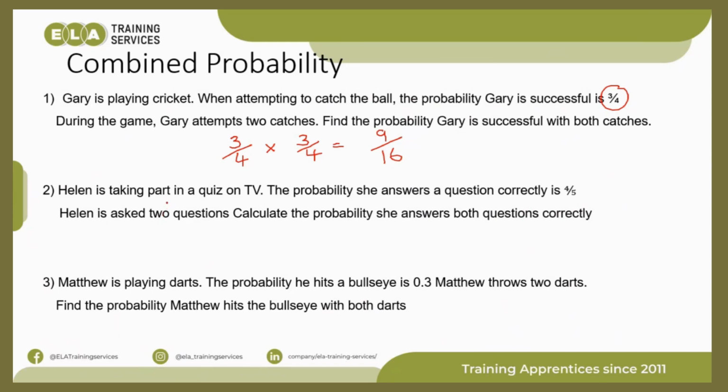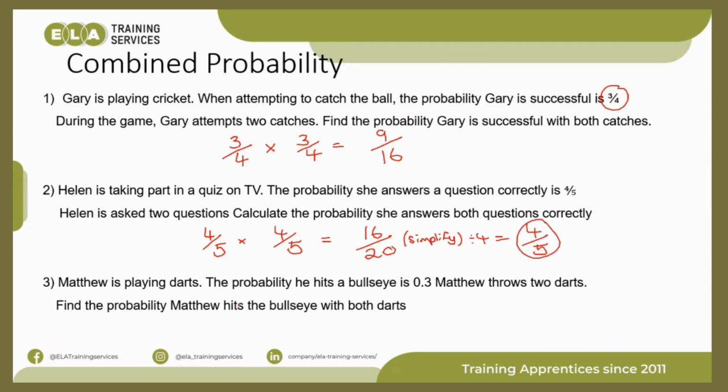Helen is taking part in a quiz on TV. The probability she answers a question correctly is 4/5. Helen is asked 2 questions. Calculate the probability she answers both questions correctly. So here we've got 4/5 multiplied by 4/5, which gives us 16/20. Now we can simplify, divided by 4, which would be 4/5.